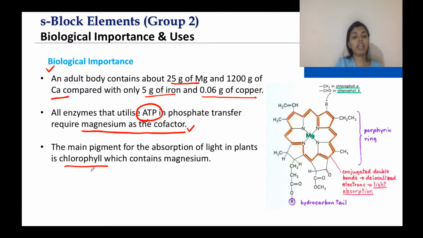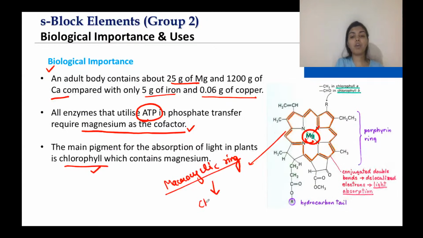Now chlorophyll, I think we have already discussed, and if not, I'll repeat it again. Chlorophyll is made up of magnesium as the central metal. This ring is basically called a macrocyclic ring. A cavity is there, let us say, in which magnesium is fitted. This macrocyclic ring is known as the chlorin ring. You can remember it as chlorophyll, chlorin ring.